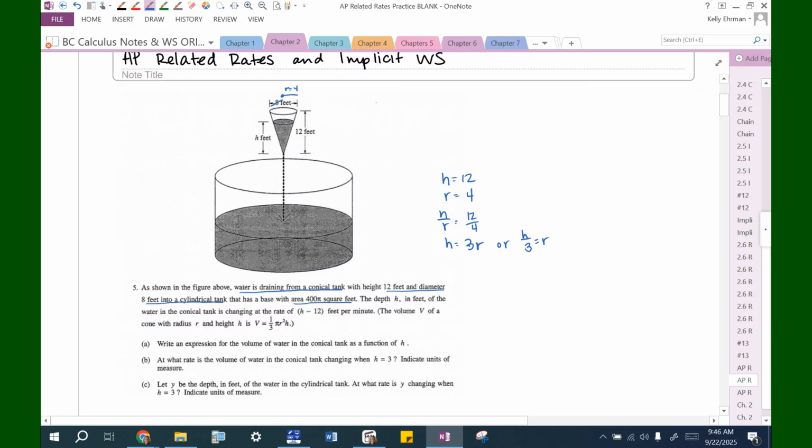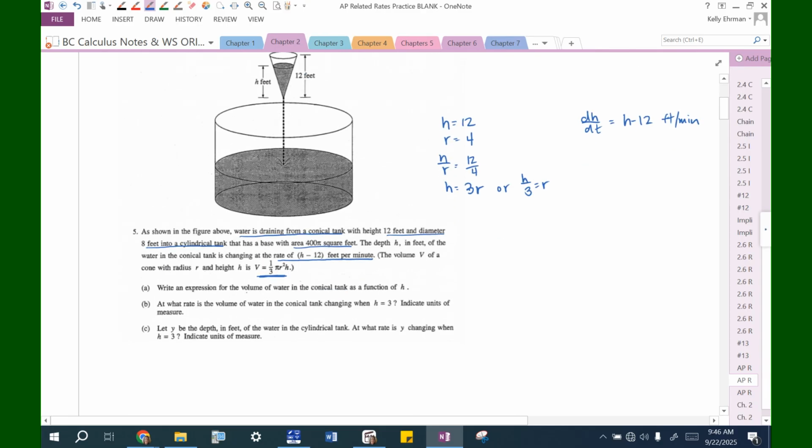The depth h in feet of the water in the conical tank is changing at a rate of h minus 12 feet per minute. So dh/dt is not a number. This time it's a function, h minus 12 feet per minute. The volume of a cone with a radius, they give us the volume formula. Okay, so part A just says, write an expression for the volume of water in the conical tank as a function of h. This just means h is the only input.